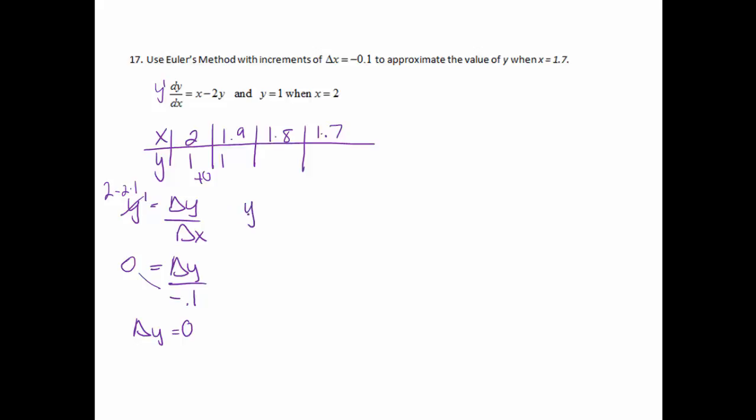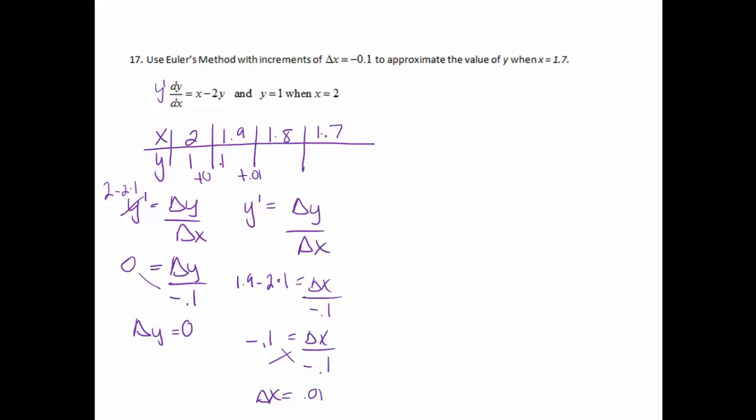Okay, so step 2, we'll still have y prime equals delta y over delta x. My y prime this time is going to be 1.9 minus 2 times 1 equals delta y over negative 0.1. 1.9 minus 2 times 1 is going to be negative 0.1 equals delta y over negative 0.1. If I cross multiply, I'll get delta y is equal to 0.01. So now I'm going to add 0.01 to the 1, so I'll get 1.01 for the next value.